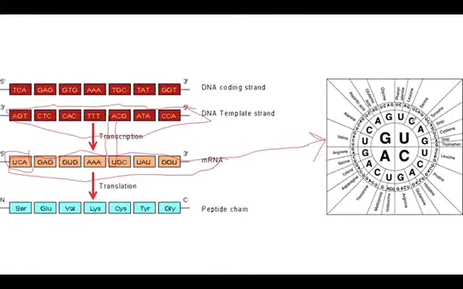And UCA codes for the amino acid serine. To make sure that's right, we come over here to the translation portion, and we see that UCA codes for serine. So mRNA is actually used to translate the DNA code into a peptide chain. A peptide chain is a protein. So mRNA to protein is called the process of translation.